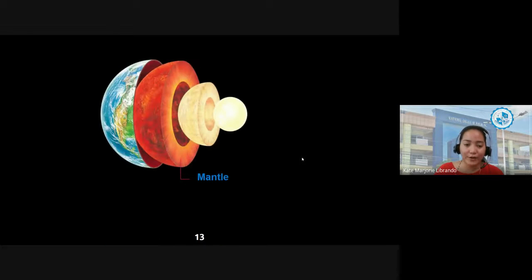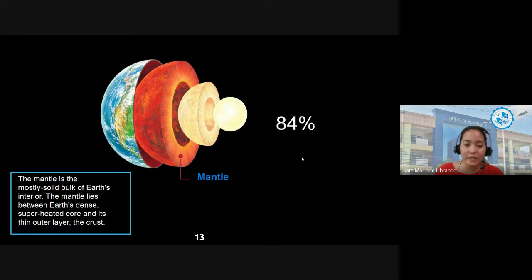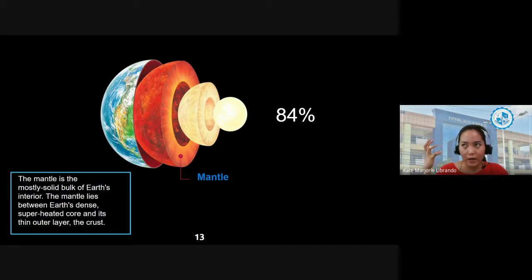Now we have here the mantle. When we say mantle, it is the most solid bulk of the Earth's interior, and the mantle lies between the Earth's dense, superheated core and its thin outer layer, the crust. 84% of the weight of the Earth is contributed by the mantle.